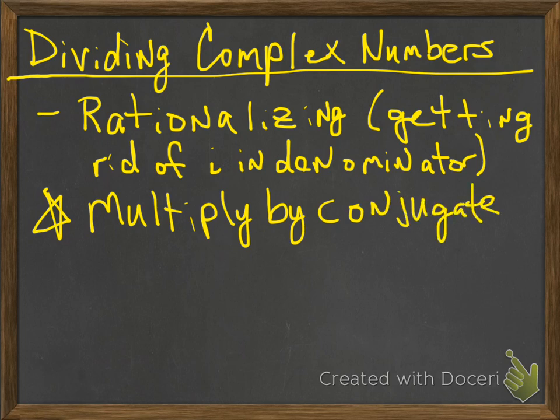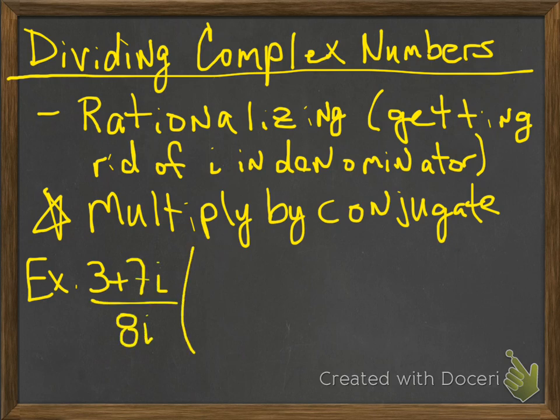But we're multiplying by the conjugate. So let's do an example here: 3 plus 7i divided by 8i. I need to multiply by the conjugate, which would be negative 8i. Remember, the conjugate is changing the sign of whatever is the i. So the positive 8i becomes negative 8i.